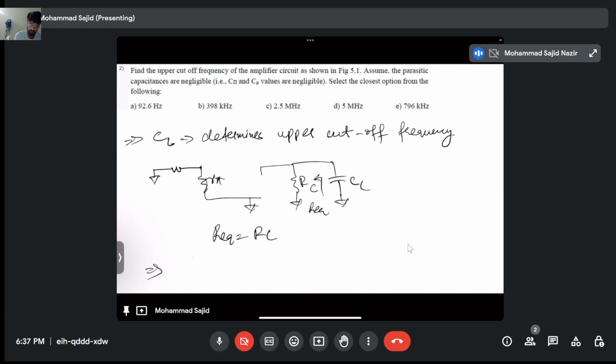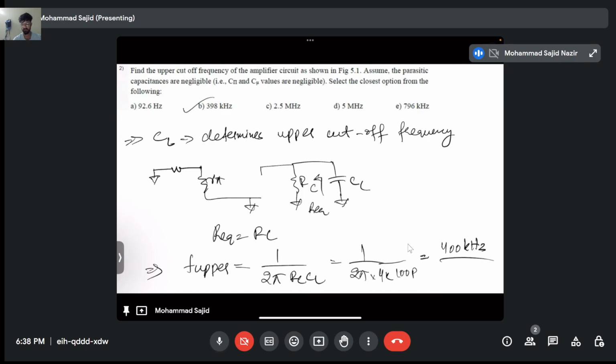So you see the equivalent resistance is simply RC. So what I need to write in the upper cutoff will be simply equivalent to 1 divided by 2 pi RC into CL. So that is equivalent to 1 divided by 2 pi into this is 4K multiplied by 100. We solve this and we'll get 402 hertz. So the option B. So this is how you can calculate. You just need to calculate the equivalent resistance across that capacitor, and use this relation.